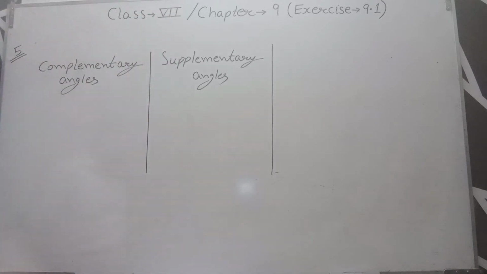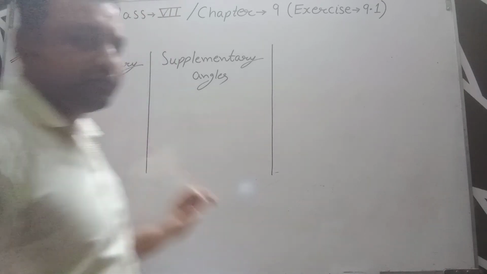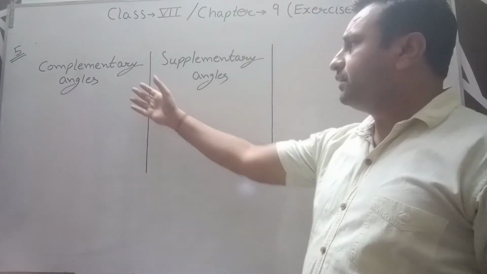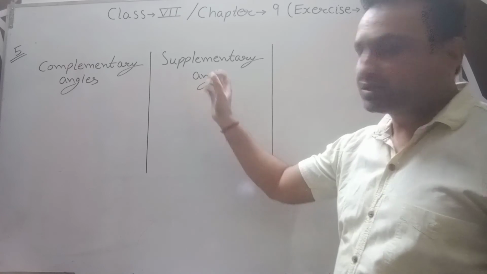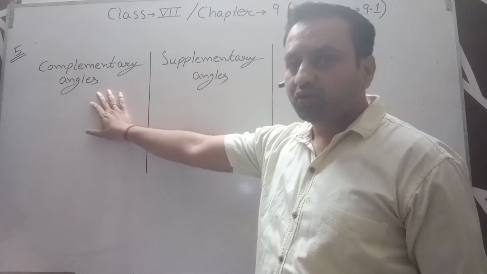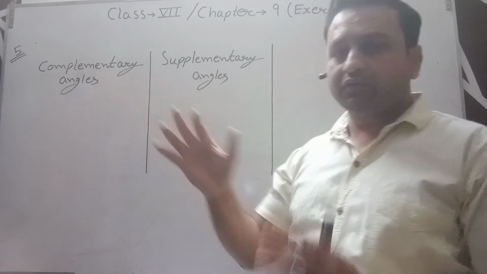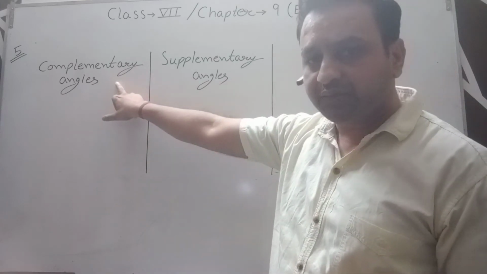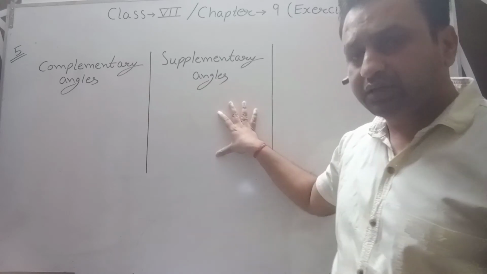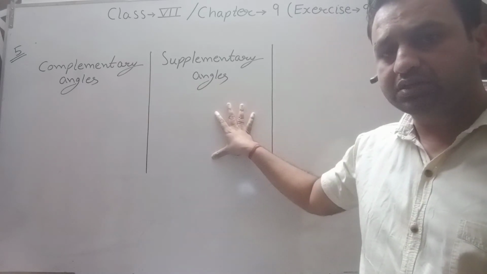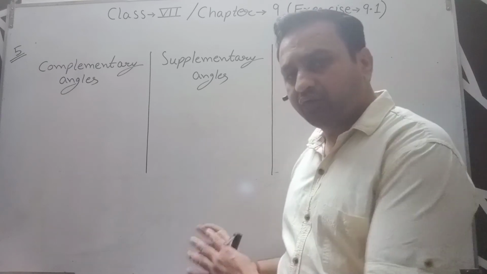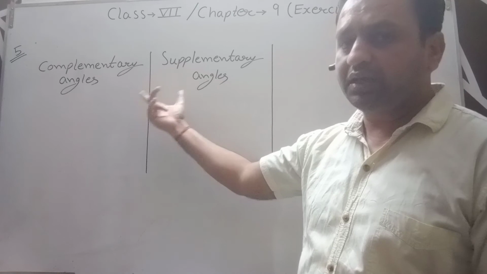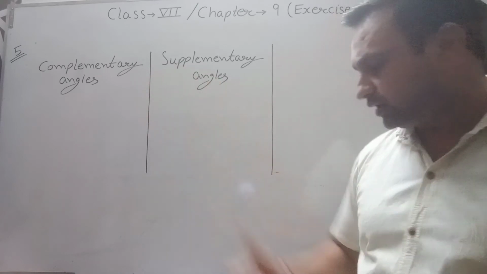Okay students, now we discuss question number 5. In question number 5, we have to identify whether these pairs of angles are complementary angles or supplementary angles. So what are complementary angles? Complementary angles are angles whose sum is 90 degrees, and angles whose sum is 180 degrees are called supplementary angles. So we observe the pair of angles and find their sum. If the sum is 90 degrees, complementary; if the sum is 180 degrees, then it is supplementary.